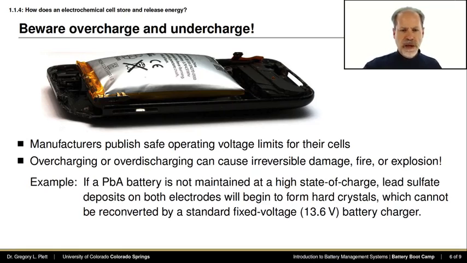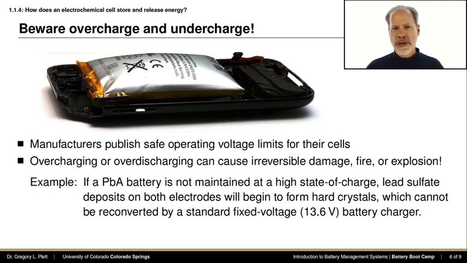For example, if you do not maintain a lead-acid battery cell at a high state of charge, what happens is that hard lead sulfate crystals will begin to form on the electrodes, and these crystals cannot be converted by a standard battery charger back into lead and sulfuric acid. In some cases, it is possible to recover these lead sulfate crystals using a specialized battery charger that uses voltage pulses to try to break up these crystals, but this is a specialized topic and it's not even guaranteed to work in general. So most lead-acid battery cells are used in applications that must maintain a high state of charge.